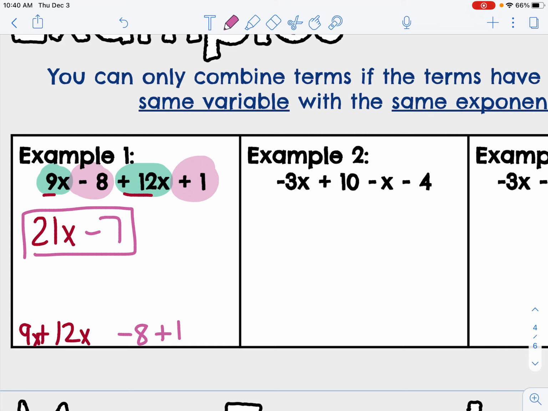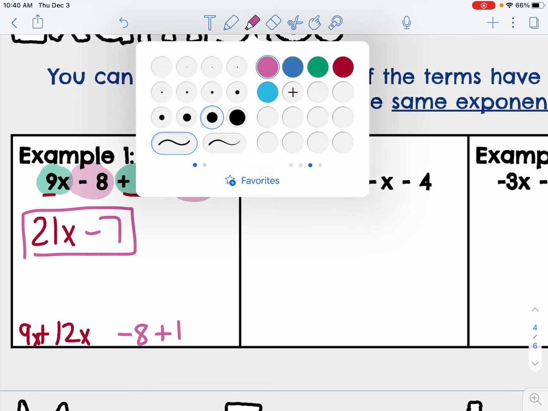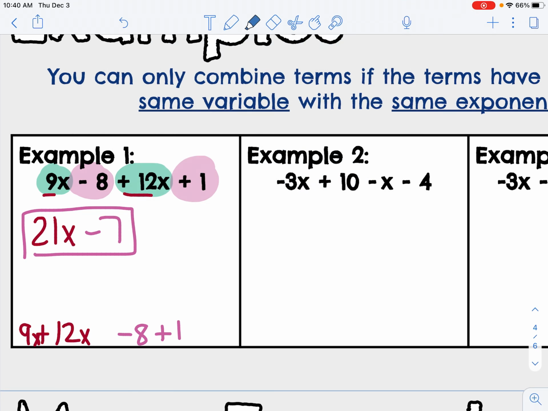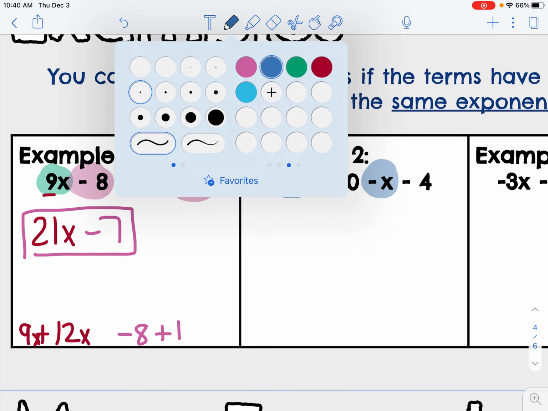Alright, example 2, we want to combine like terms. So we're going to look for anything with the exact same variable and exact same exponent. So we have this negative 3x and this negative x are the only things with x's, so they're the things that can be combined. So let's do that here at the bottom.